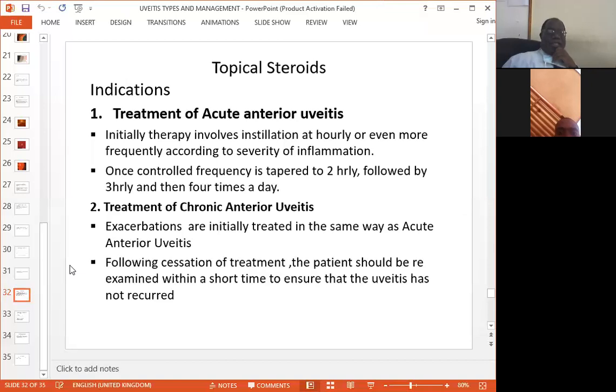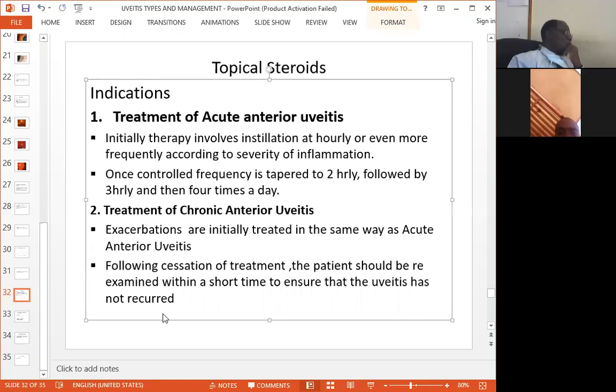Treatment of chronic anterior uveitis. Exacerbations are initially treated in the same way as acute anterior uveitis. Following cessation of treatment, the patient should be re-examined within a short time to ensure that the uveitis has not recurred. Ask them to come after 2-3 days and check what is happening. If things seem to be okay, you can even put them on the weakest steroid to maintain them for a period, but you keep on checking things up.